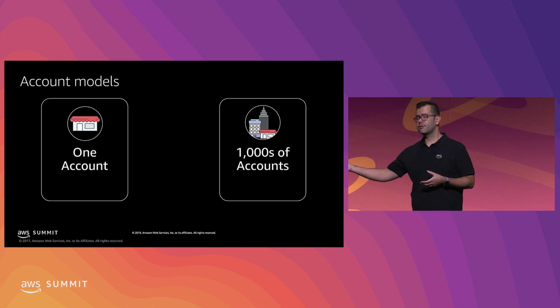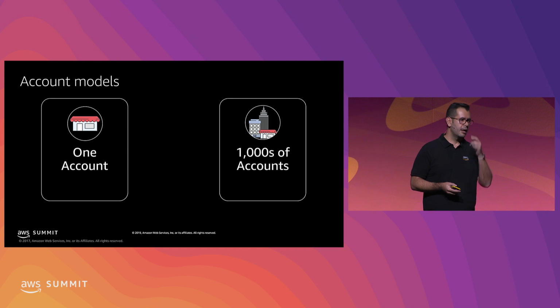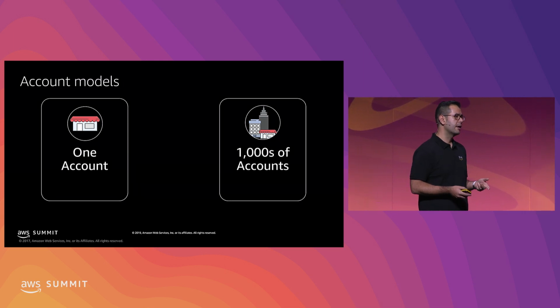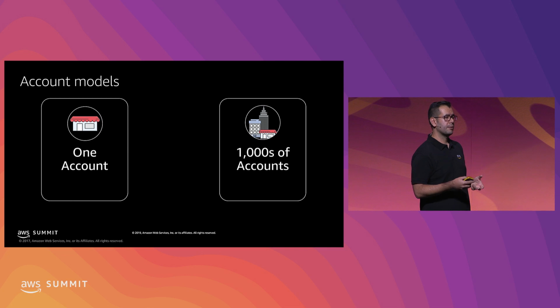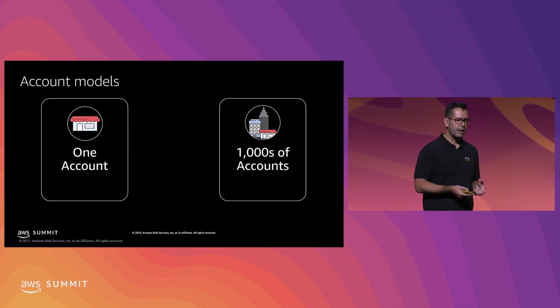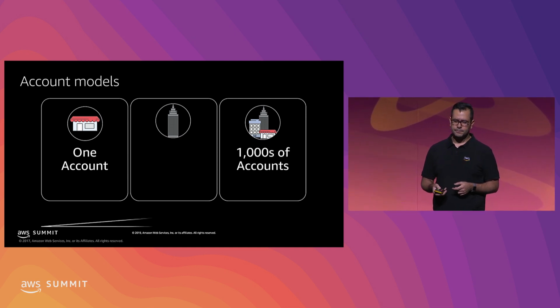On the other side of the spectrum, we have customers with thousands of accounts. And this requires a high level of automation. And it requires a high level of configuration as well. And this speaks of the processes that they have implemented in order to be able to operate at this scale and the maturity level that they have reached. Most of our customers will be somewhere in between.